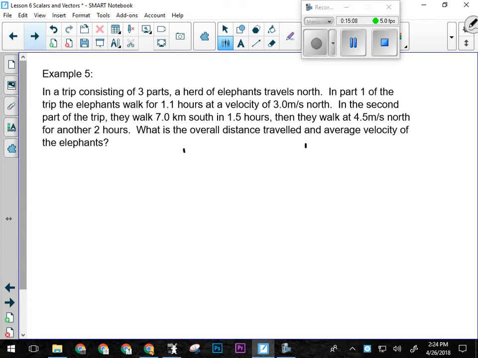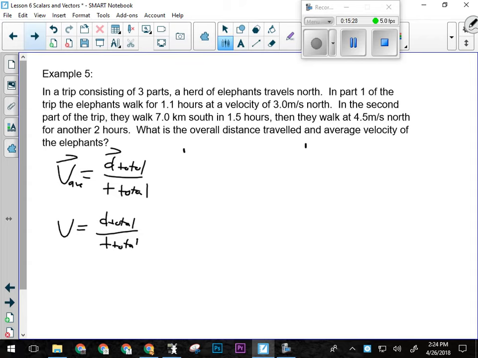Remember, in the end, we are still dealing with these formulas here. Average velocity is total displacement divided by total time, and average speed is total distance over total time. I'll give you a few minutes on that one. Get it written down and give it a try.